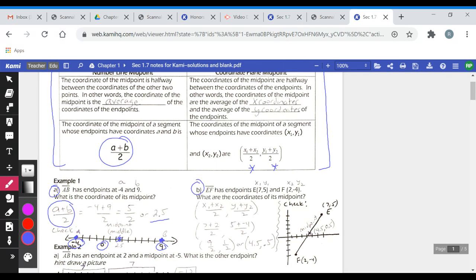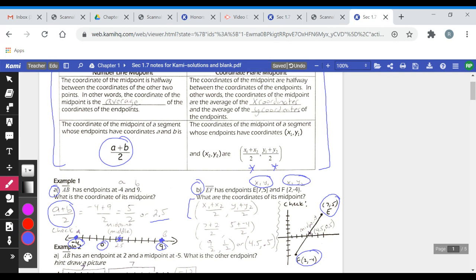Okay, if we look at B, it says segment EF has endpoints where E is at 7, 5, and F is at 2, -4. What are the coordinates of the midpoint? So you can see here, I went ahead and plotted E over here at 7, 5. I plotted F over here at 2, -4. And to find the midpoint, you can see I used the midpoint formula that was up above in the notes. So I'm basically doing what I did in A, but I'm taking an average of the x's and an average of the y's. If it helps you, label one of them x1, y1, and the other one x2, y2. That can be helpful when you're trying to use the formulas.